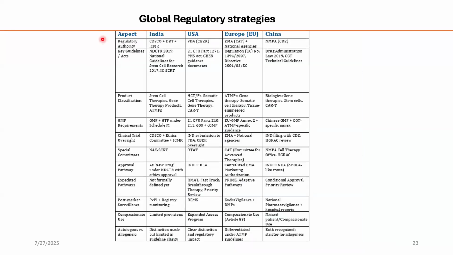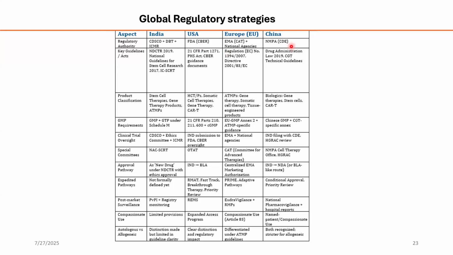Globally, you can see that various other countries have their own guidelines, which have to be produced for the product to be approved. In India, the DPT and ICMR are normally the regulatory authorities, but in the case of USA, it's the FDA. And in Europe, the EMA, and in China, the CDE.